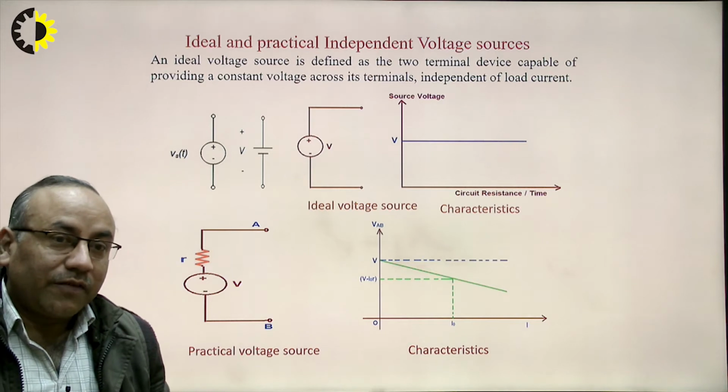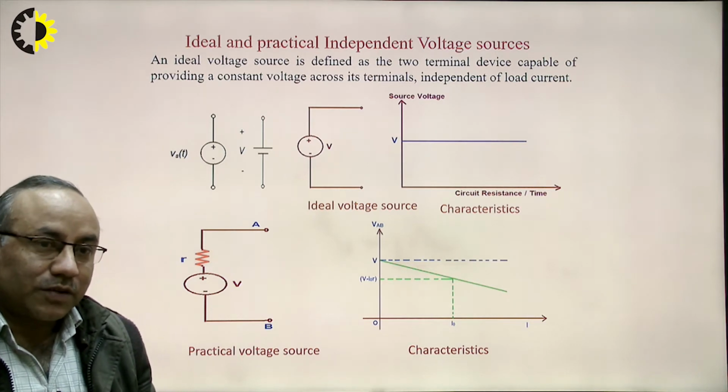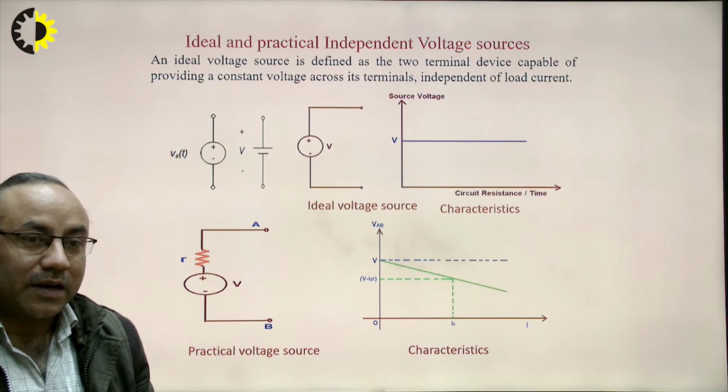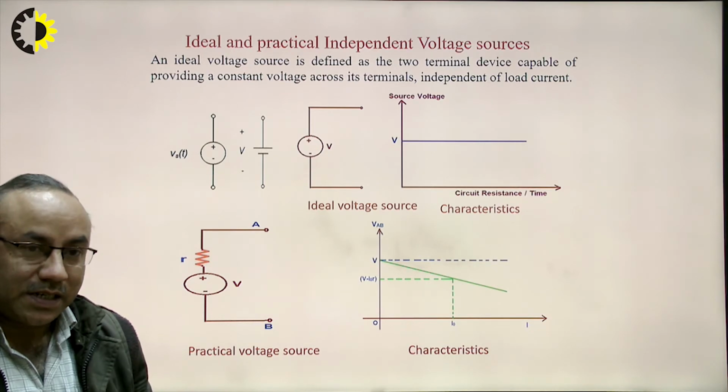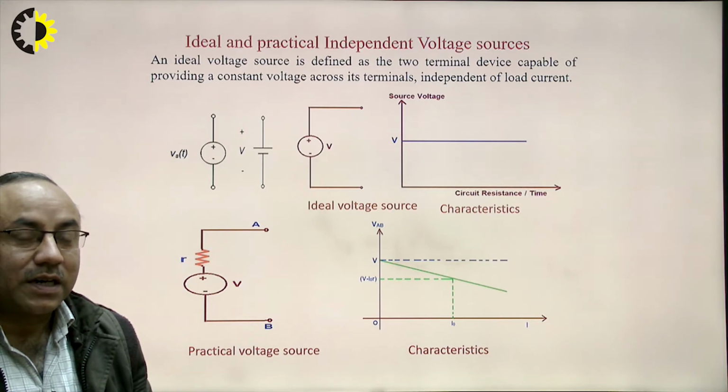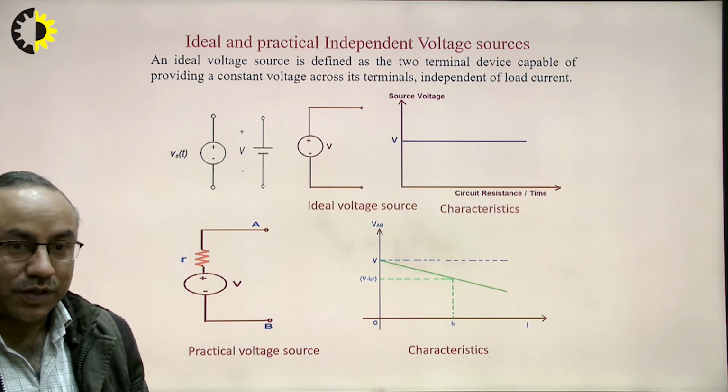So, if we change the current passing through the source by changing the load resistance connected across the terminals of the source, then the voltage drop across the internal resistance will change, and accordingly the terminal voltage available across the terminals of this source will change.